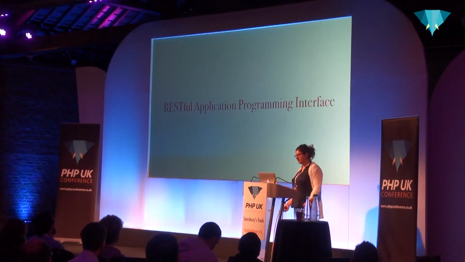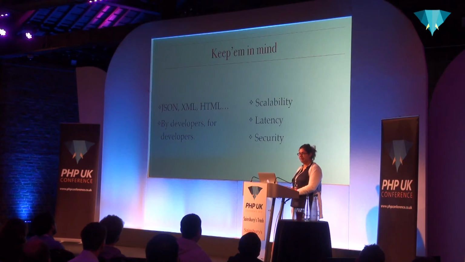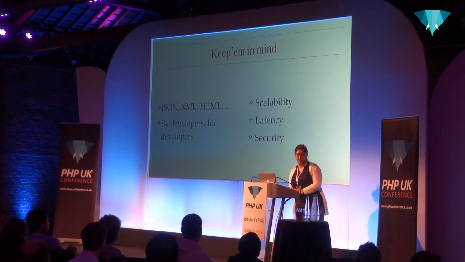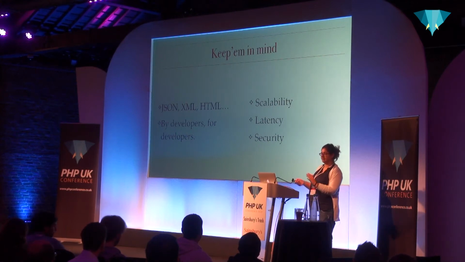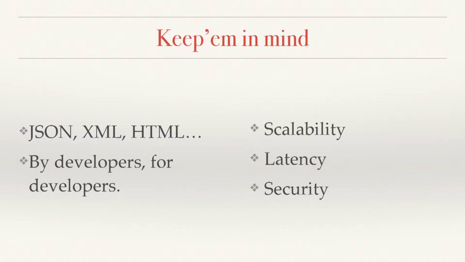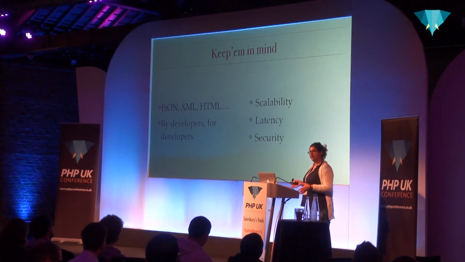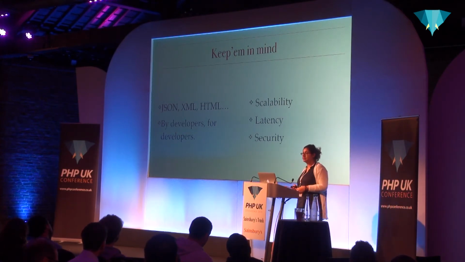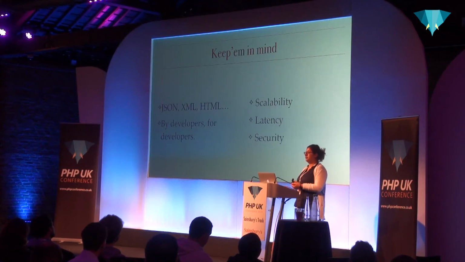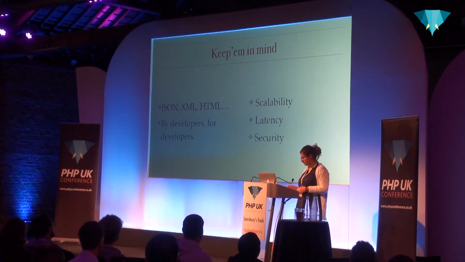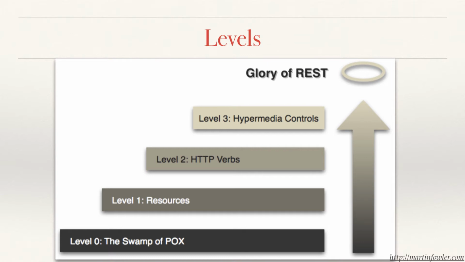RESTful APIs. You have to keep in mind that all of your REST APIs could be in JSON, XML, HTML, whatever you want, actually. When you are building an API, you have to think about the fact that it's done by developers, for developers. So you have to make sure that it's easy to use. You know this famous picture?